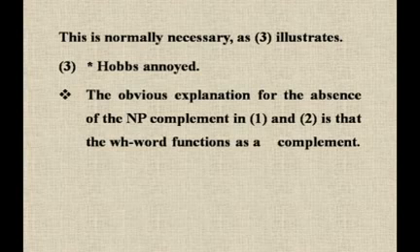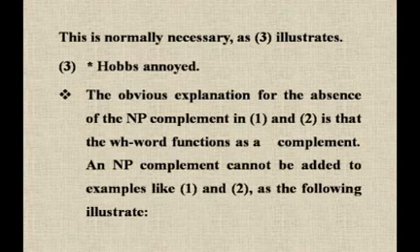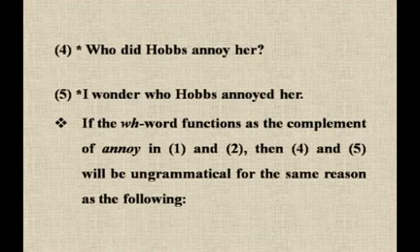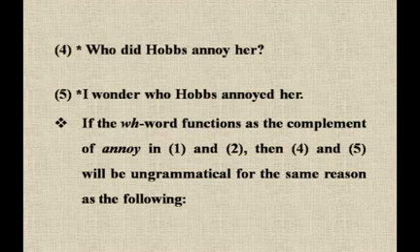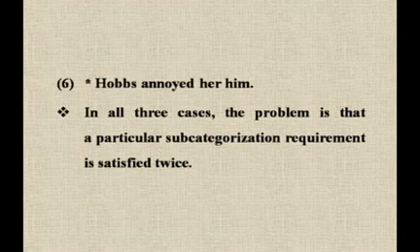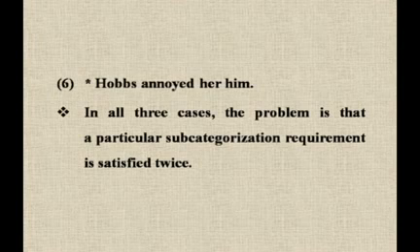Some support for this view comes from the fact that an NP complement cannot be added to examples like 1 and 2, as the following illustrate. 4. Who did Hobbs unwind her? 5. I wonder who Hobbs unwind her. If the WH word functions as a complement of unwind in 1 and 2, then 4 and 5 will be ungrammatical for the same reason as the following. 6. Hobbs unwind her him. In all 3 cases, the problem is that a particular subcategorization requirement is satisfied twice.